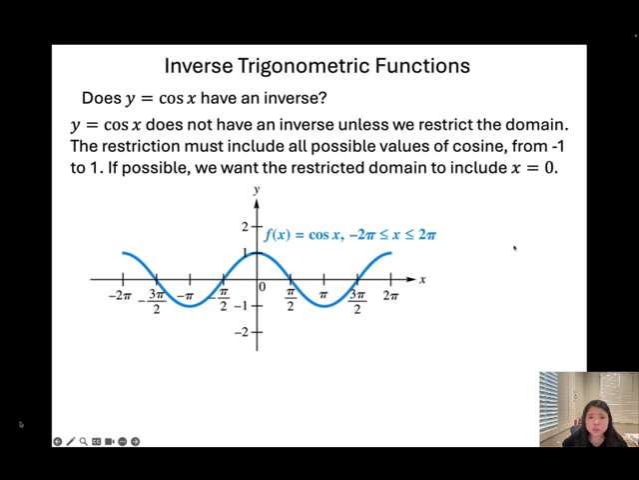The restriction must include all possible values of cosine, from negative 1 to 1. If possible, we want to restrict the domain to include x equal to 0. So we want to include this part, x equal to 0 here. How can we restrict the domain to make it a one-to-one function? We'll be cutting this part here. So my domain will be from 0 to pi. And from 0 to pi, this is a one-to-one function.